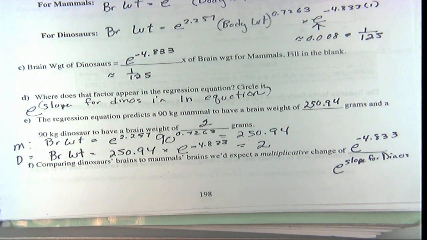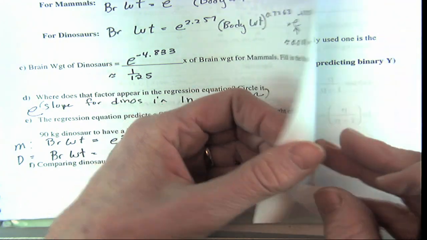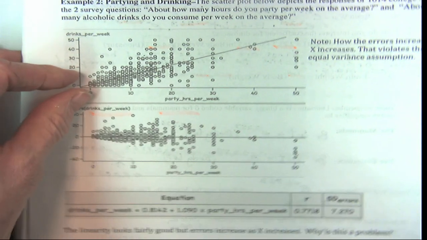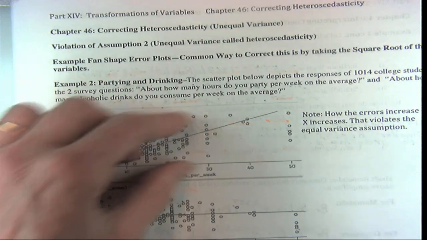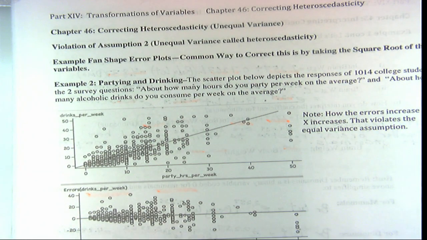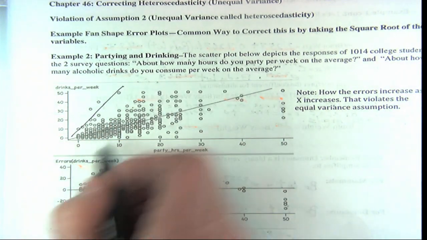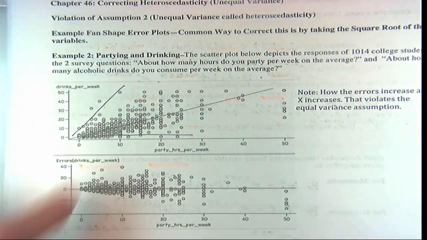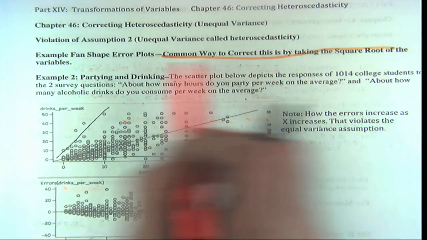Now let's move on to the next page. And we're going to look at another violation of our assumptions, a violation of homoscedasticity, the equal spread along the regression line. Sometimes we said we have these fan-shaped errors like this, and a common way to correct for that is by taking the square root of the variables.